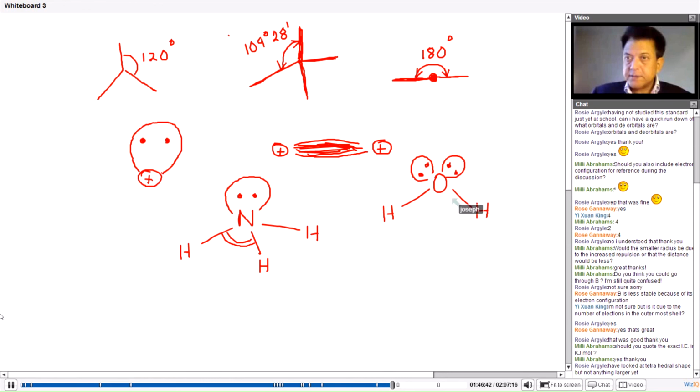And this is a distortion of the tetrahedron. So we end up with this bent shape with this angle being less than 109 degrees 28 minutes, due to the bonding electron pairs being squashed closer together. And it's around 104.5 degrees. That is what it actually gets measured at experimentally.